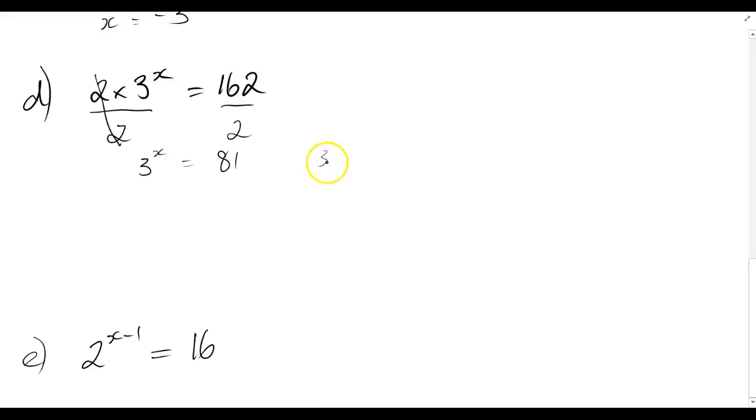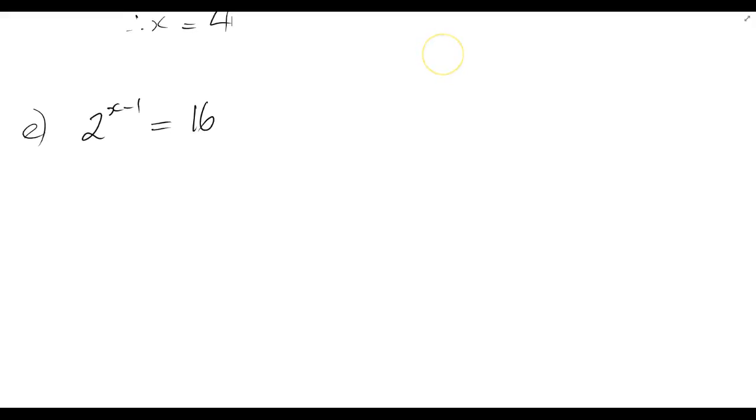Because it's base 3, again, you'll work out what 81 is in base 3. You'll start with your 3s. 3 times 3 is 9, times another 3 is 27, times another 3 is 81. So we can write 3 to the power of x equals 3 to the power of 4. Therefore, x has to equal 4. So you can see going through that process of finding your power is very helpful.